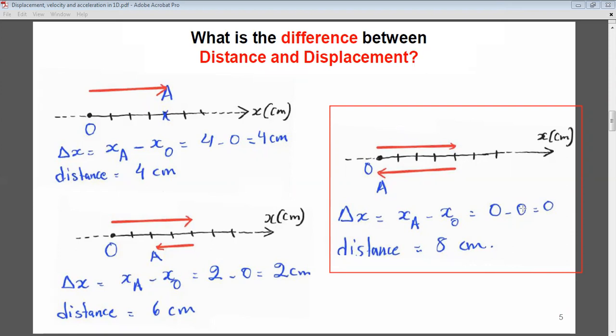However, how much is the total distance covered by this person? This person went all the way to Beirut, then all the way back to Sur. So it is double the distance from Sur to Beirut, right? In this case, which is 4 centimeters, it's 4 plus 4, it's 6.